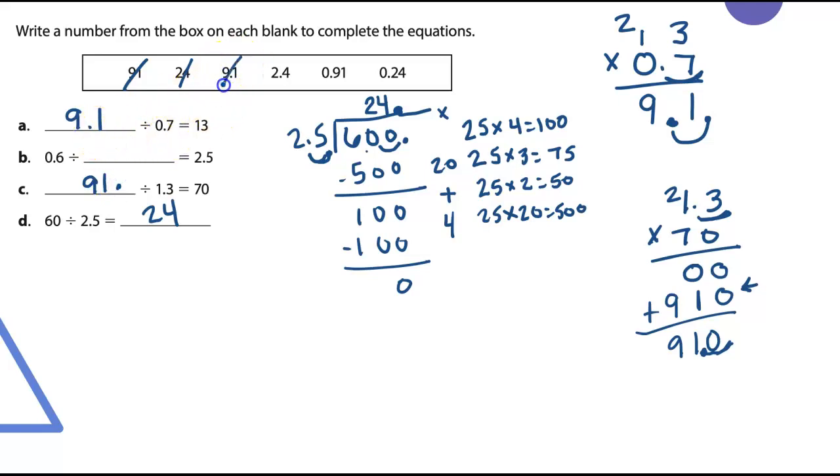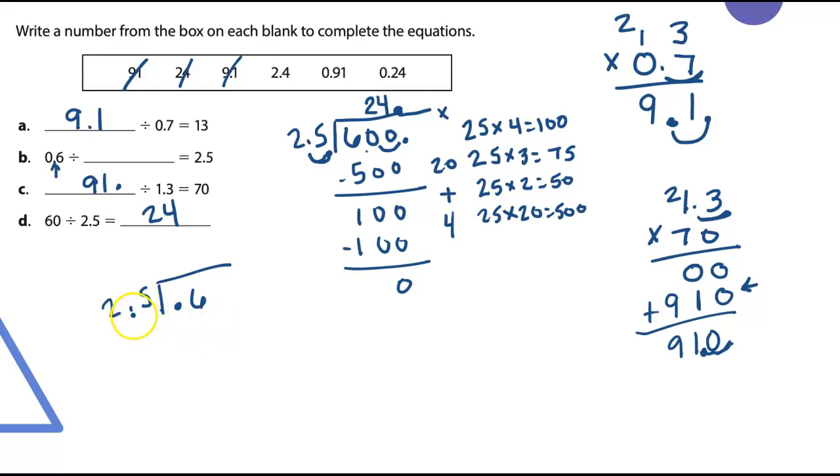So I use 9.1 over there for A. This one is C. Let's look at B. B is the ones that confuse us, but we're given the dividend. So we know 0.6 or 6/10 is going to be in the house. So 0.6, we're going to divide that by 2.5.